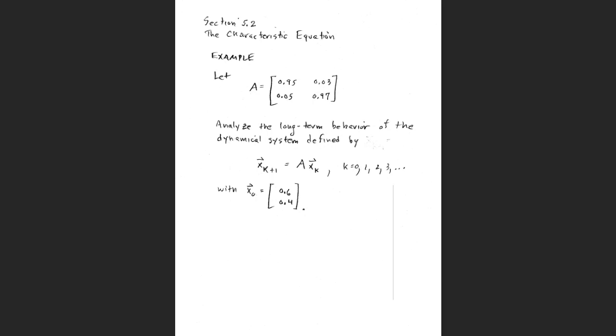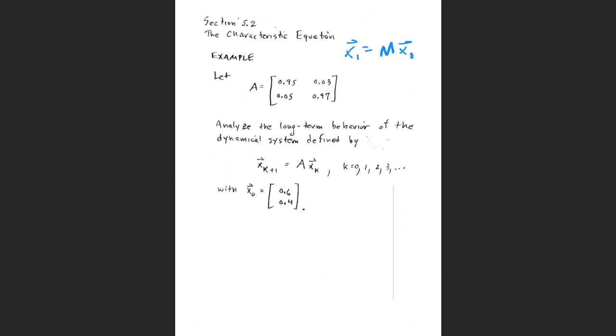Okay, so remember Markov chains. We had a migration matrix, and when we multiplied the migration matrix by the initial population distribution, we got the population distribution x1.